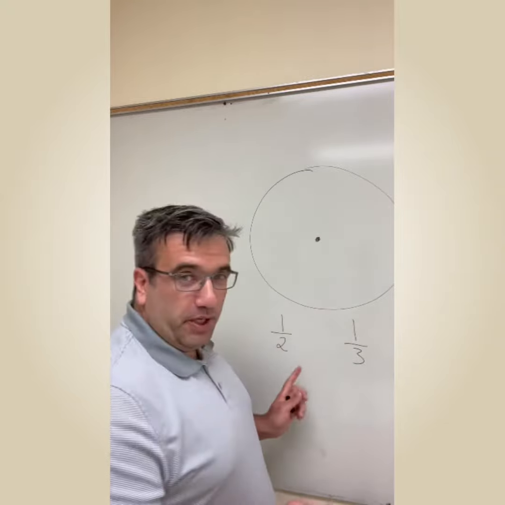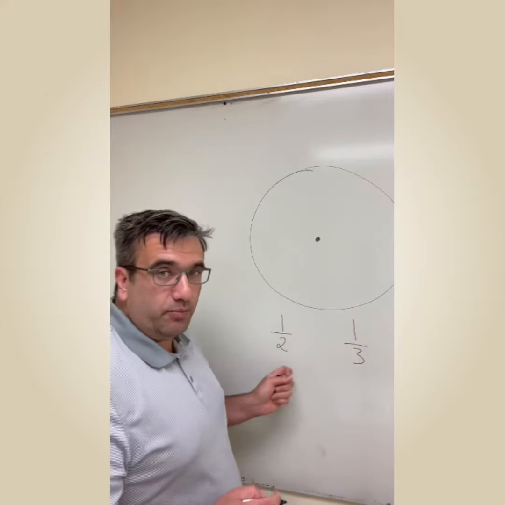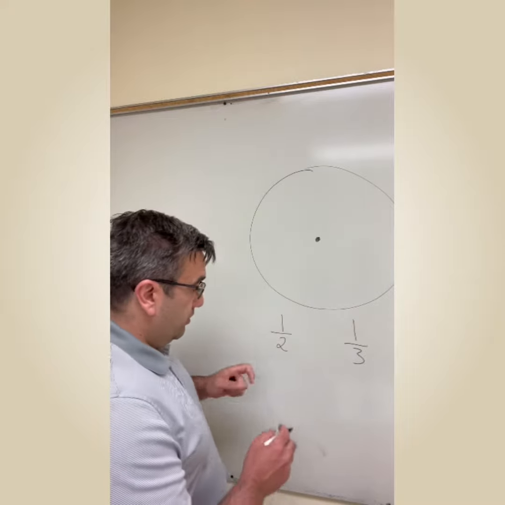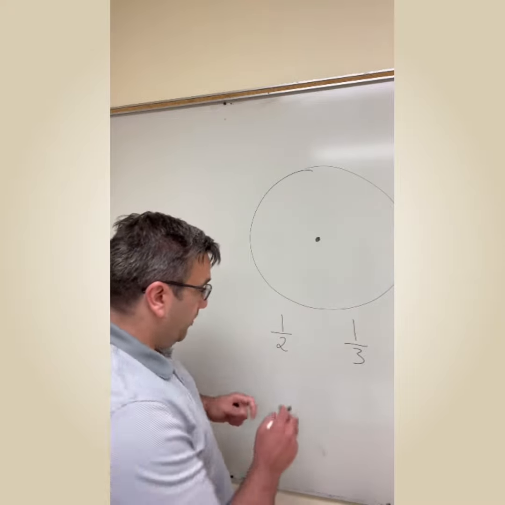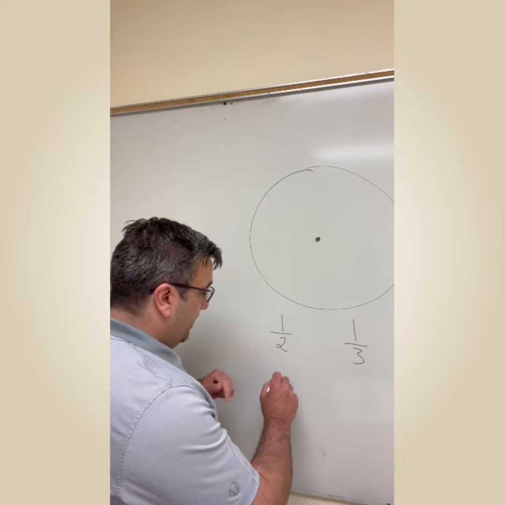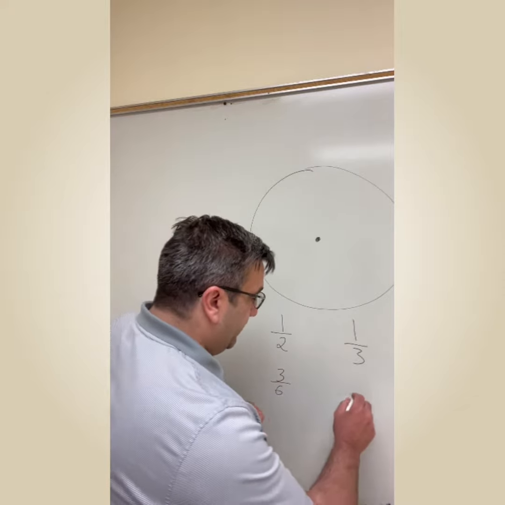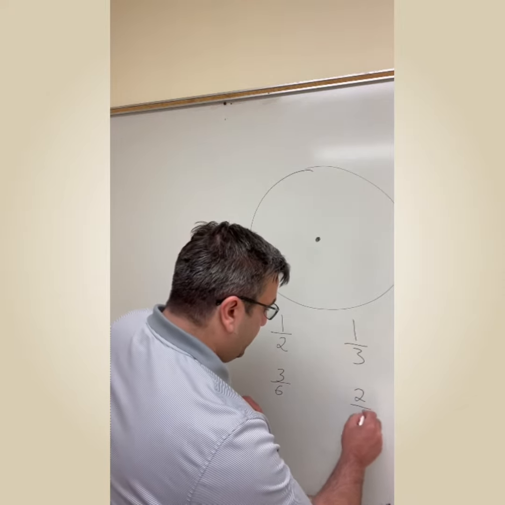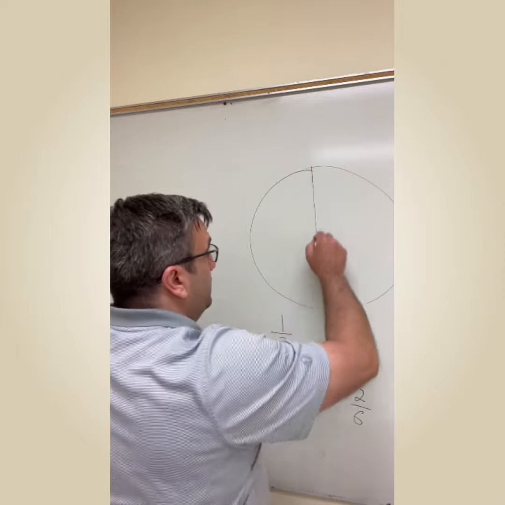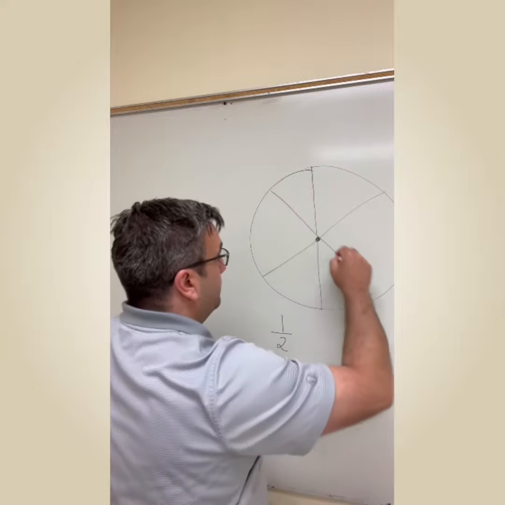So we need to compare two fractions. Now we have to remember how we can compare two fractions. We need to convert them to the same denominator, and the common denominator will be 6. So this converts into 3 over 6, and this converts into 2 over 6, right? So we need to divide our spinner into 6 sections.